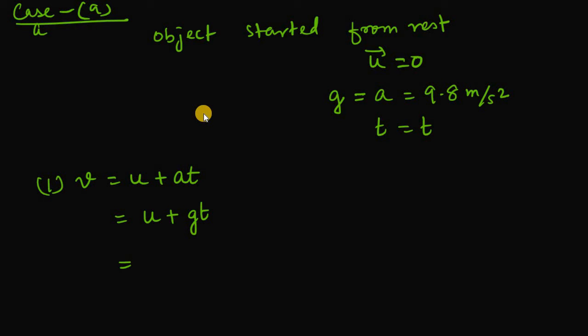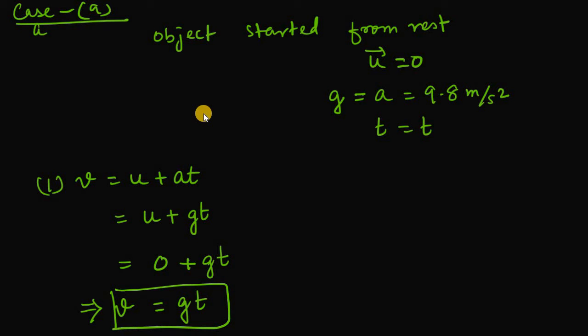U is 0, as I said, the object started from rest, so v would be 0 plus g into t. That means the final velocity will be dependent upon two things: the time taken and the acceleration due to gravity. So this is the 1a equation of motion for free fall. Then we will go to the second one.